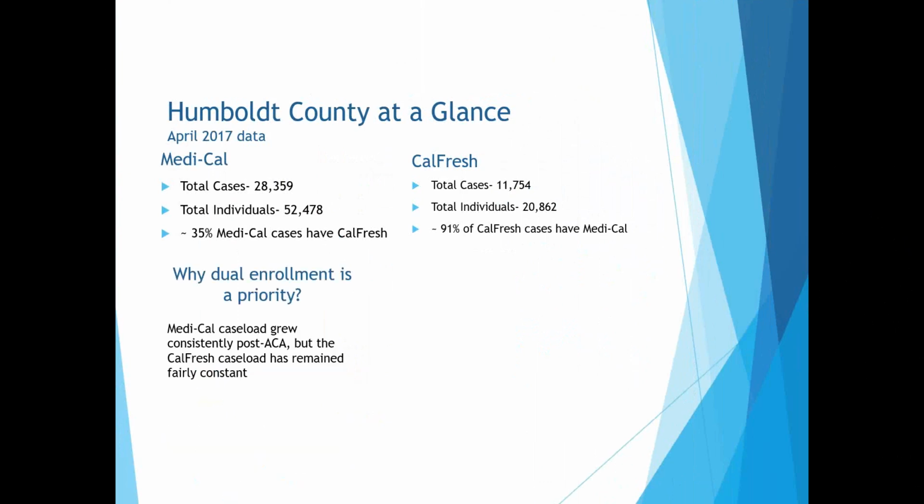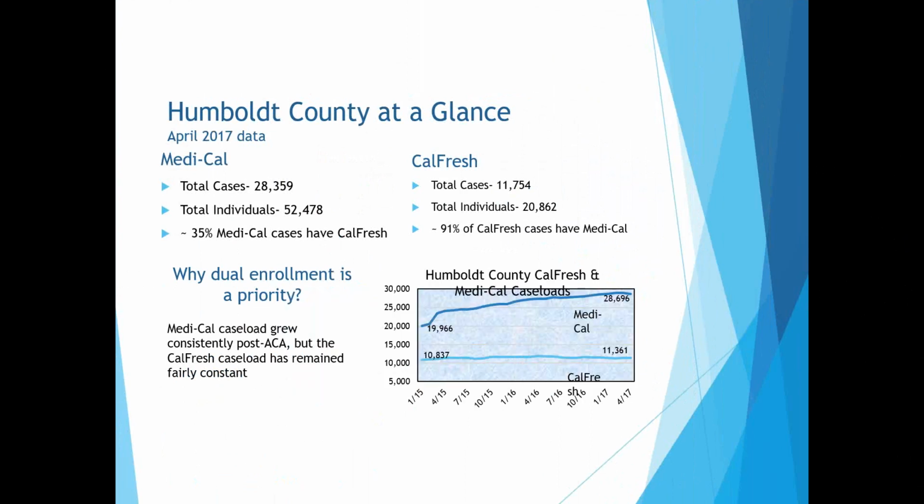So, as some of the previous presentations have talked about, why dual enrollment is a priority. Since ACA, we've seen a really big increase in our MediCal. Sorry about that graph there. A really big jump in our MediCal population, but our CalFresh population, that bottom line there, has stayed fairly constant. It's raised a little bit, but not exactly the jump we were hoping to see.